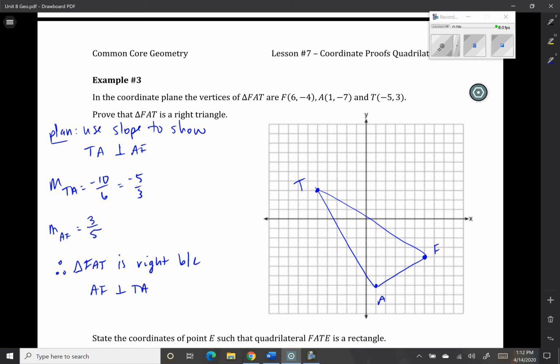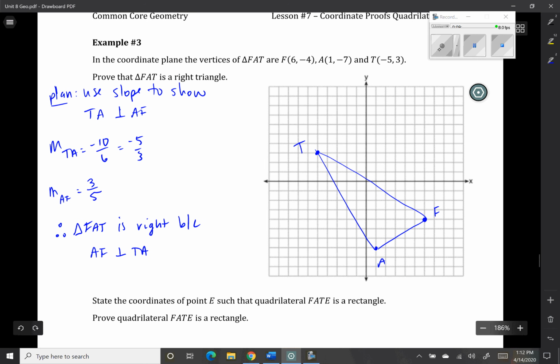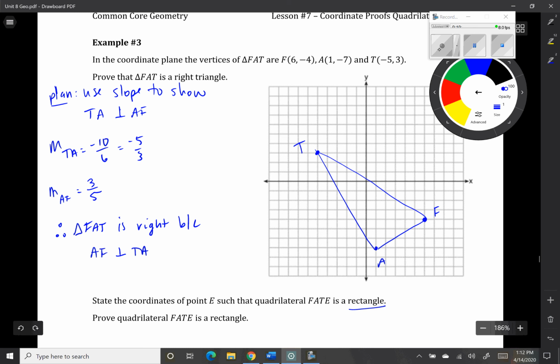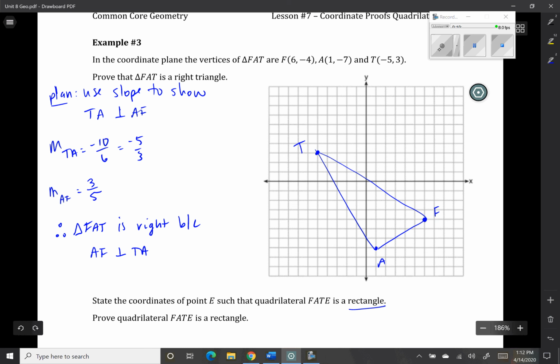All right, let's take a look at the second part because this is what's new. It says, state the coordinate of point E such that quadrilateral FATE is a rectangle. So what makes something a rectangle? To make something a rectangle, I know all of the sides are perpendicular. So I'm going to use a different color here just so you can see what I'm doing differently. I already know this is a right angle. I need to make a right angle at F and at T, and E has to be someplace up here. It can't be over here because then that wouldn't spell FATE. It would spell F-A-E-T. I want to spell F-A-T-E, so I want to go in order, either clockwise or counterclockwise, to spell that word.